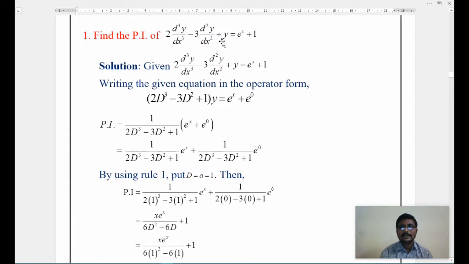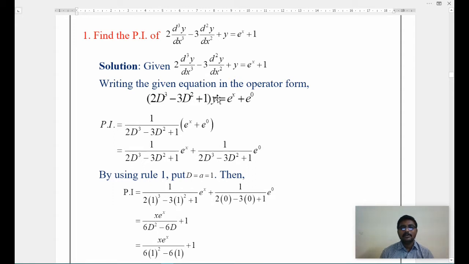Example: 2 d cube y by dx cube minus 3 d square y by dx square plus y equal to e power x plus 1. We have to find only the particular integral of this third order differential equation. For this, first we write the operator form of the given equation, which is obtained by replacing d by dx with capital D, d cube by dx cube with D cube, and d square by dx square with D square. So it is the operator form of the given equation.